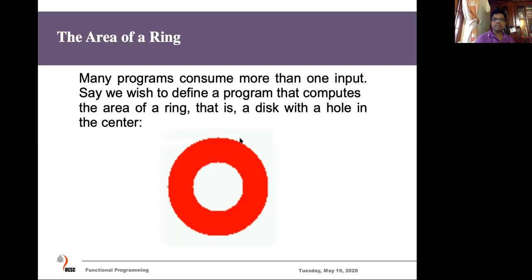So because of that, we can directly solve the area of the ring. As you may have understood, the area of the ring can be solved using the area of the disk. How? The area we want to calculate is actually this bigger area minus the small area. That's how we could calculate the area of the ring.